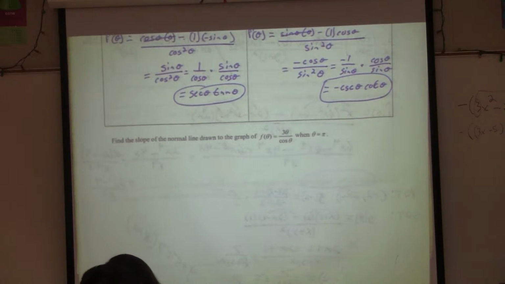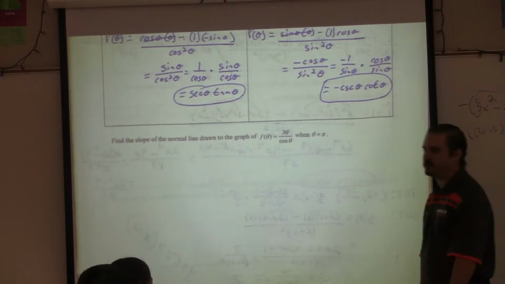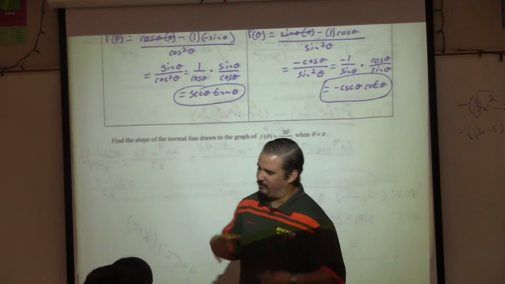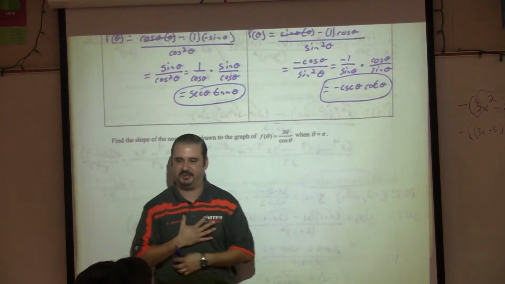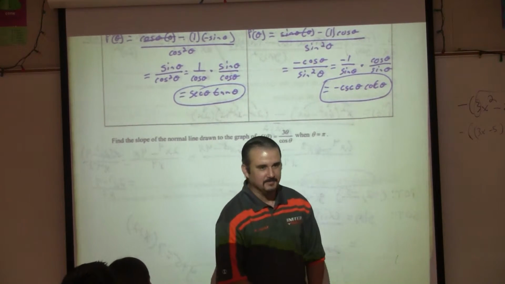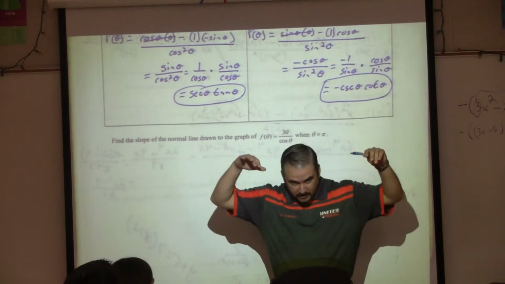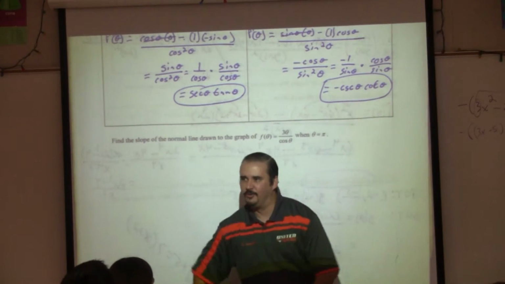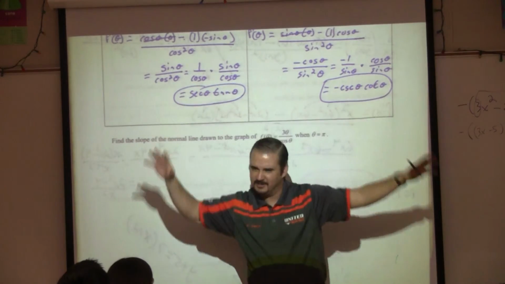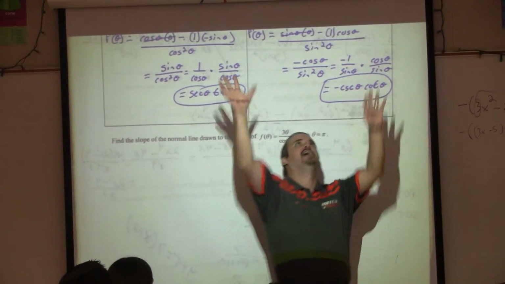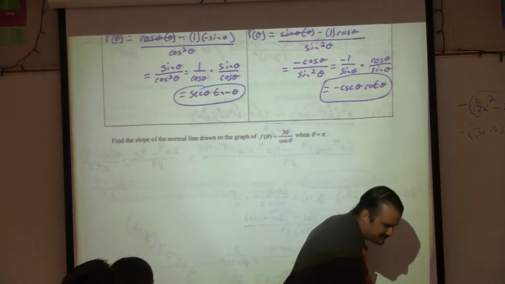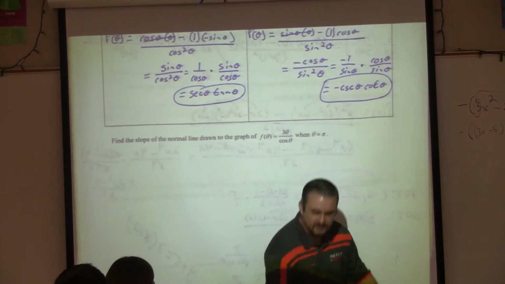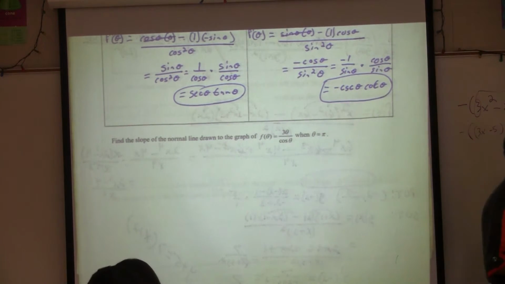Alright, you ready? So let's say the quotient rule so we can get pumped up. I want to feel it, I don't want to just hear it. Let's feel it. Ready? Here we go. Low d high, minus high d low, over low squared. Good. You got it?